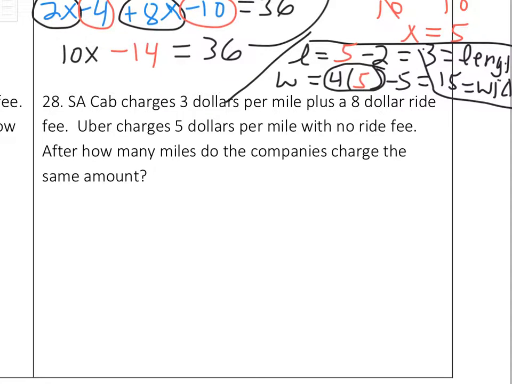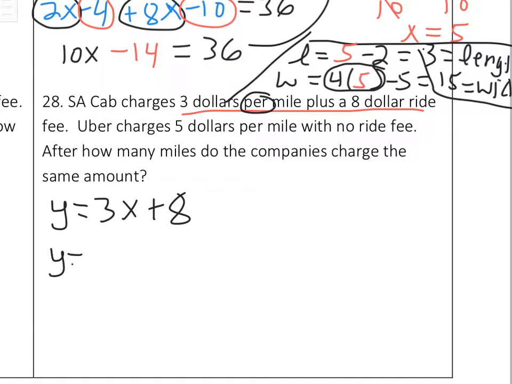So San Antonio cab charges $3 per mile plus an $8 ride fee. You're still going to have a y and an x, so y is equal to 3x, since $3 per mile means 3x, that word per, plus an $8 ride fee, so plus 8. Your next equation is y equals, and we have $5 per mile and no ride fee. So $5 per mile means 5x. Since there's no ride fee, I do not have to put plus anything. Putting plus 0 is needless.